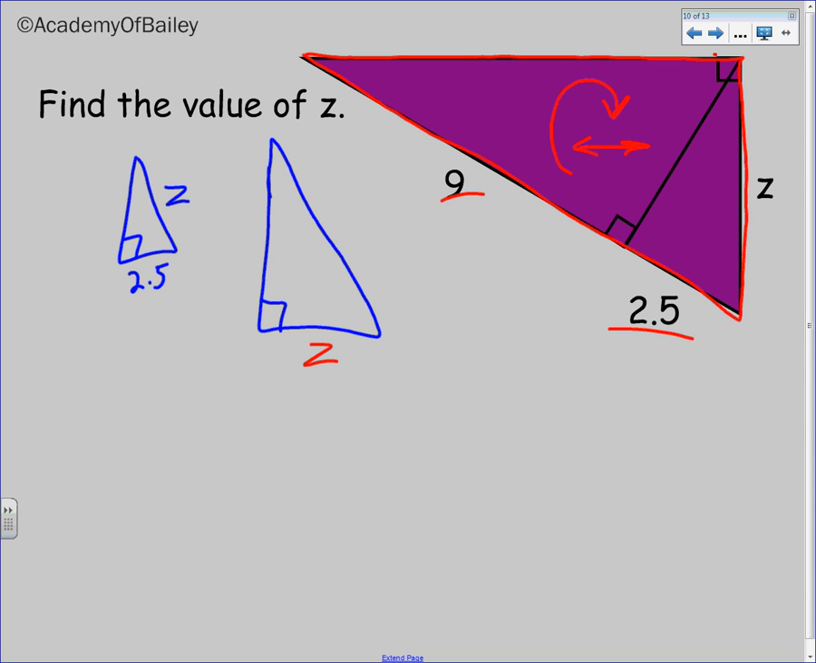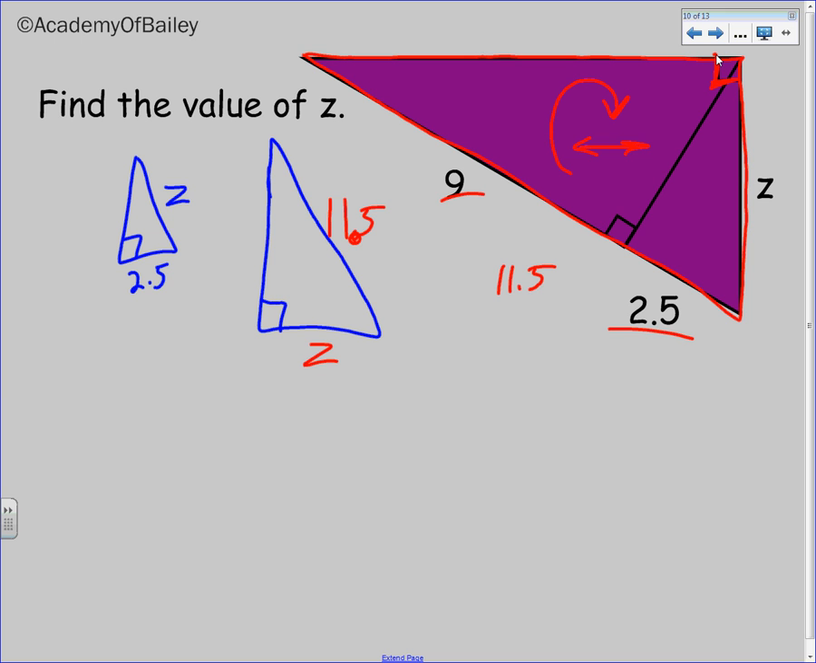That would be the, see, here's the right angle. So 9 and 2.5 make 11.5. That's the hypotenuse. See how that works out when you just do a little thinking.